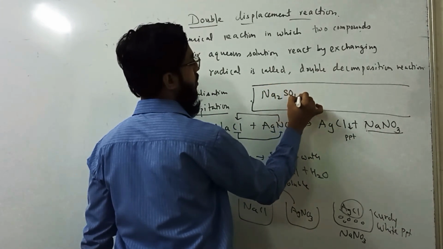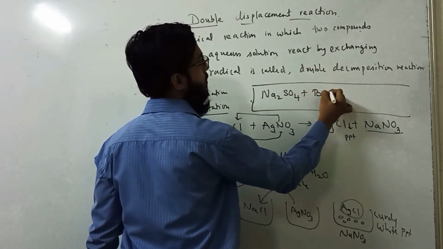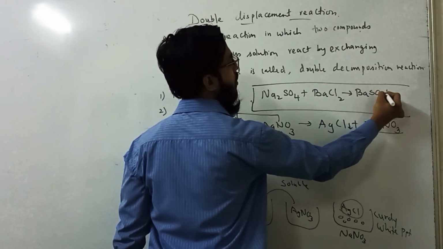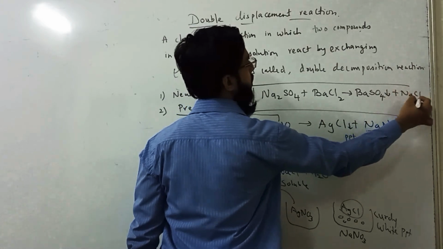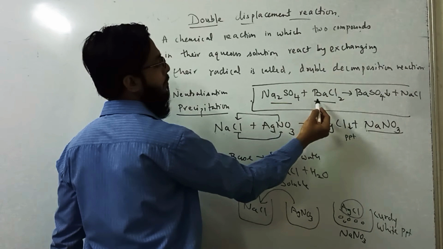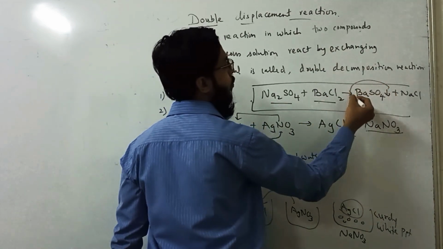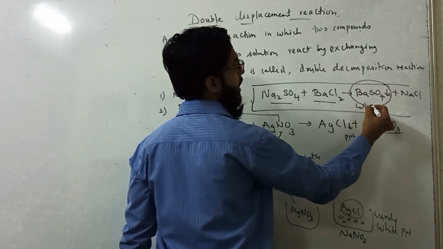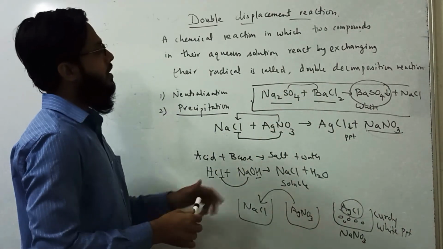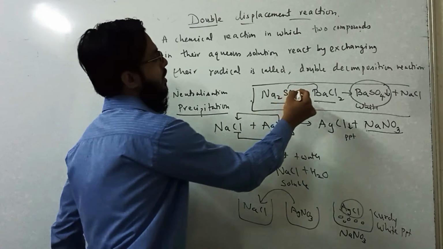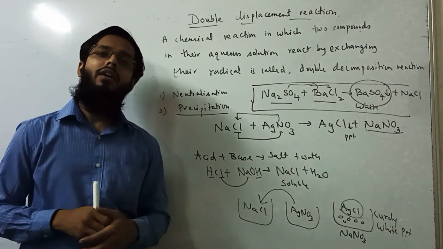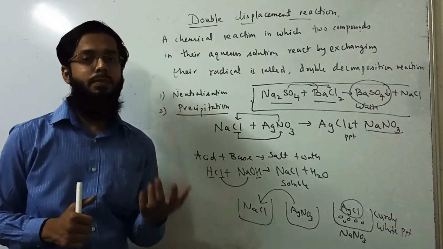Na2SO4 plus BaCl2 gives BaSO4 plus NaCl. So here sodium sulfate and barium chloride are soluble. When they react, they form white precipitate of barium sulfate. So you can see there is an exchange of radicals. Cl is exchanged, Cl is coming here. So it is called double displacement reaction, and the precipitate is formed, known as precipitation reaction.